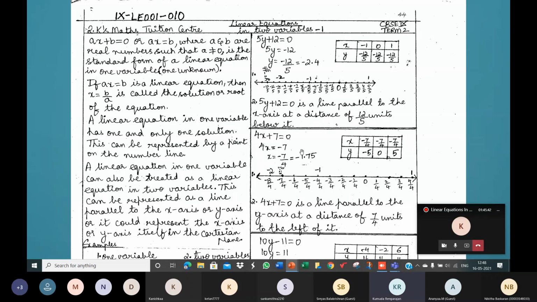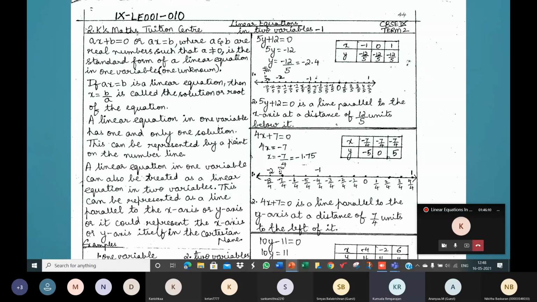Now, if it is given, with respect to the x-axis, a distance of minus 2.4 units. Rarely, but sometimes we come across questions like that also. Supposing it's given that it's parallel to the x-axis at a distance of minus 2.4 units. So minus means below. That's what you have to understand.